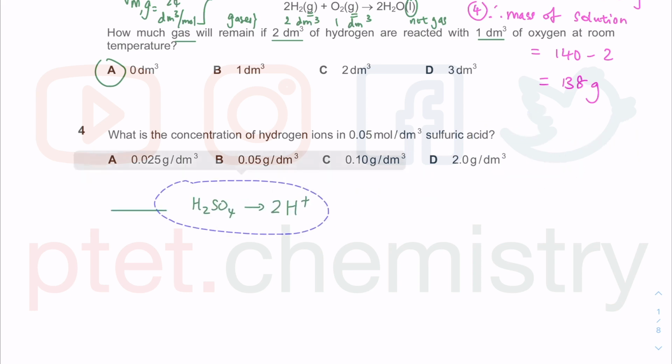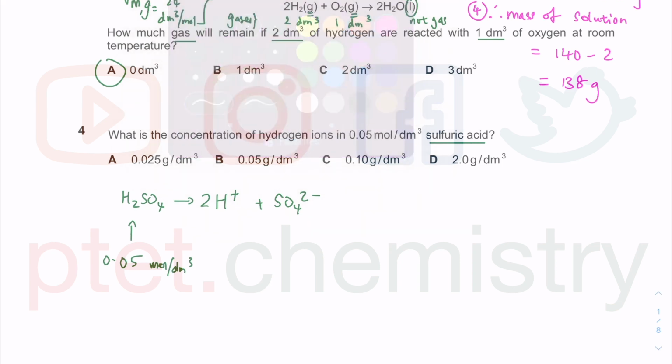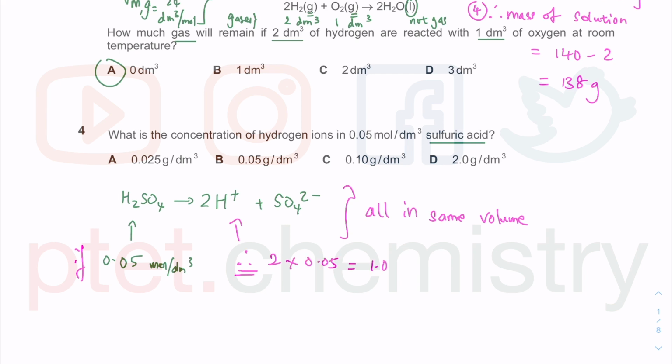It is very important that I should really move that equation down there. In one sulfuric acid, I have 2 H plus and 1 SO4 2 minus. So if I have 0.05 mole per dm cube, remember that these are in the same volume, all from the same solution mixture where they just dissociate into H plus and SO4 2 minus. So if there's 0.05 mole per dm cube, therefore you have 2 times 0.05, which is 1.0 or 1.00 mole per dm cube.